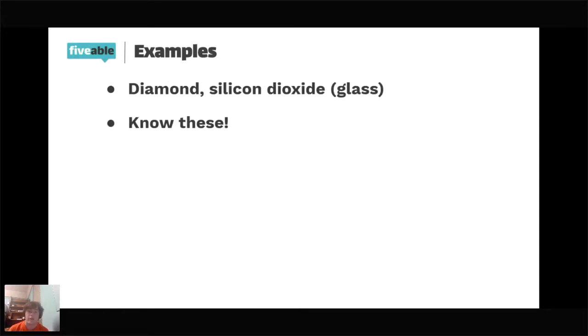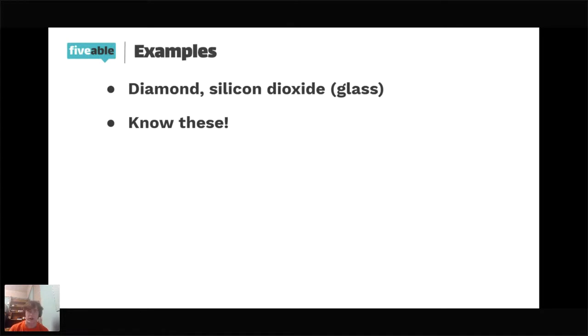So some examples, these are very important to know, are diamond and silicon dioxide. Silicon dioxide is just glass. And if you don't know, glass is also sand. Those are the same thing. That was also kind of a mind blow for me. Silicon dioxide does form this big single solid of chemical bonds. Same with diamond. It's important to know the properties, that they have a very, very high boiling point because they are covalent network solids.